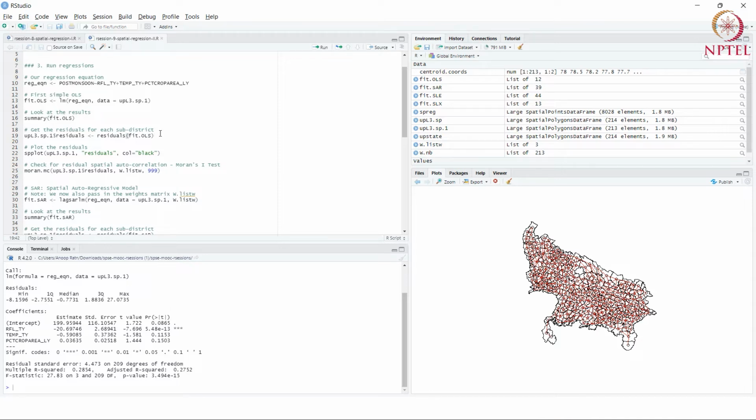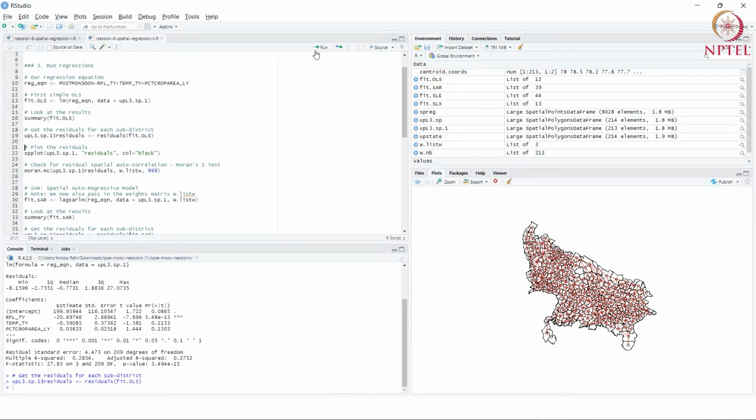All right, so now, before we start running spatial regression models, we have to understand, are they even required? Do we even need spatial regression models? Maybe this ordinary least squares is good enough. So one of many things we can do is we can try to look at the residuals. From this ordinary least squares regression, we can pull out the residuals.